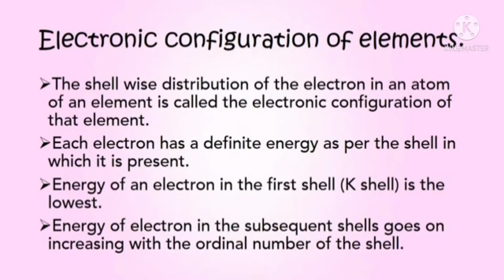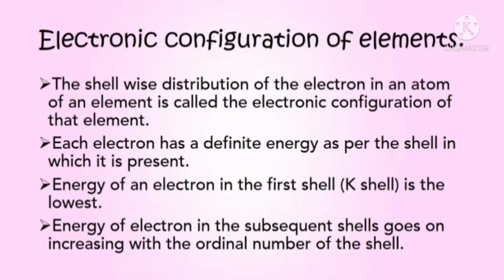So students, here are some criteria for the electronic configuration of elements. The shell-wise distribution of the electrons in an atom of an element is called the electronic configuration of that element. Each electron has definite energy as per the shell in which it is present. Energy of an electron in the first shell, K shell, is the lowest, and energy of electrons in the subsequent shells goes on increasing with the ordinal number of the shell.